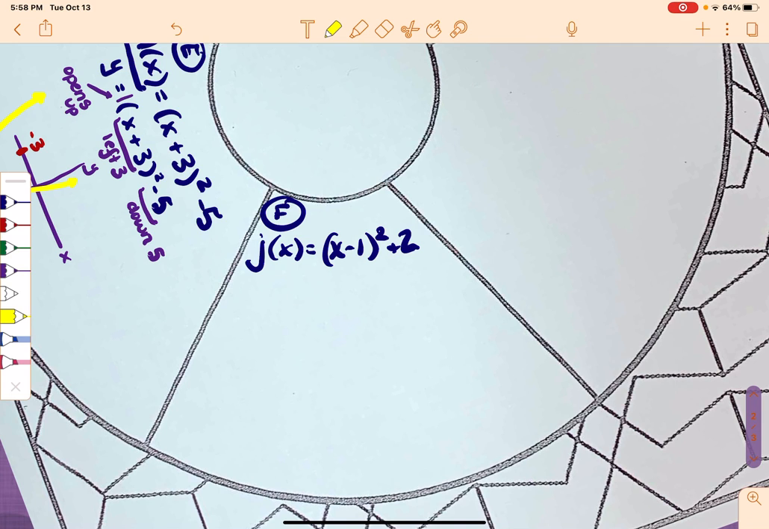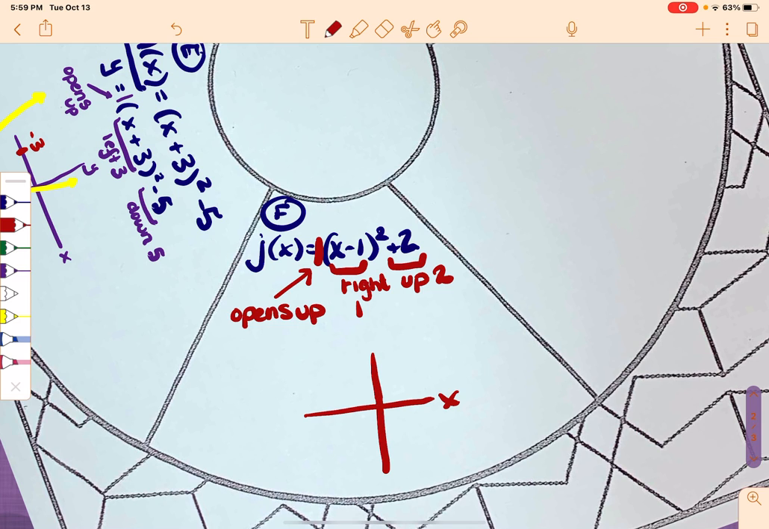Okay, in this one I have j of x. Now remember, this is the same thing as y. So just remember that if you see it. And that's (x minus 1) squared plus 2. So this part means it's going to be up 2. Minus 2 inside of here means it's going to be to the right 1. And I assume there's a positive 1 out there, which means it's going to open up.